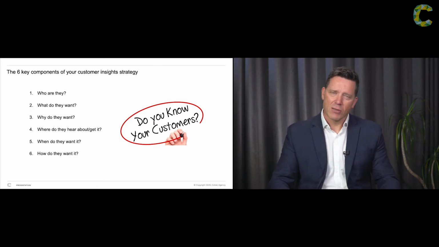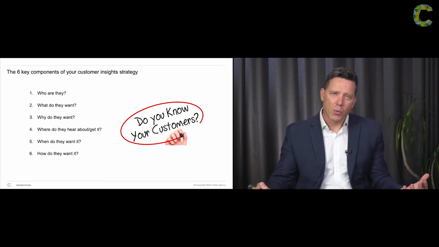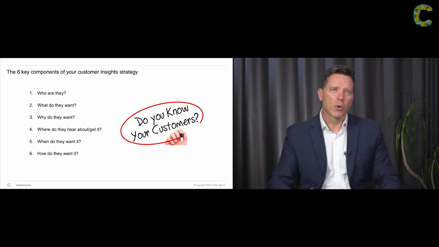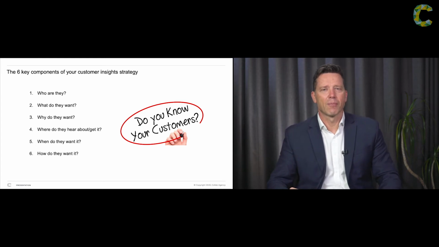So there might be some things that are important to them, but everyone does them equally well. So you need to know that as well, so you can find something which is a little bit more distinctive where you can stand out. Why do they want what you've got to offer? What are those deep motivations underlying those wants that we just talked about?